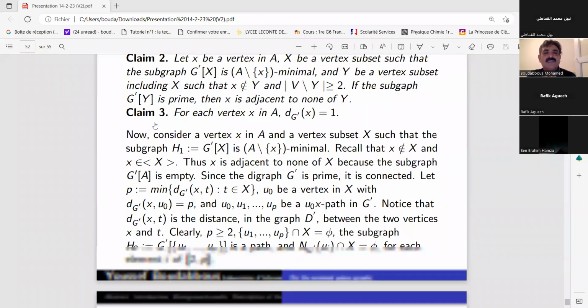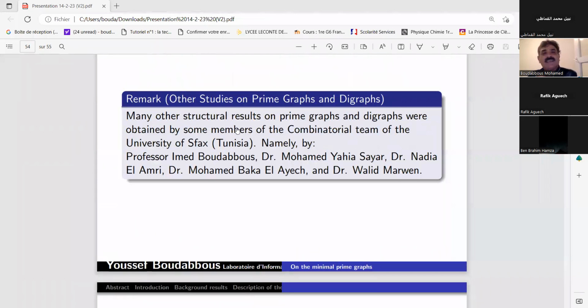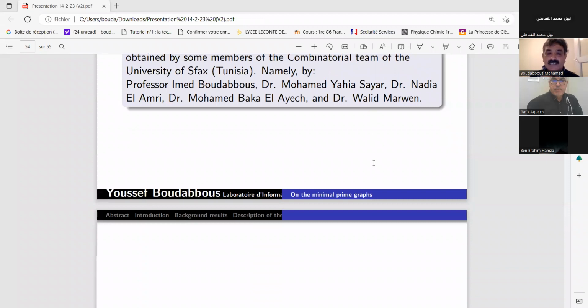I have to mention that many other structural results on prime graphs are obtained by some members of the combinatorial team of the University of Sfax, namely Professor Imad Boudabbous, Dr. Mohammed Yahya Sayar, Dr. Nada Al-Amri, Dr. Mohammed Bakal Aish, and Walid Marwan.